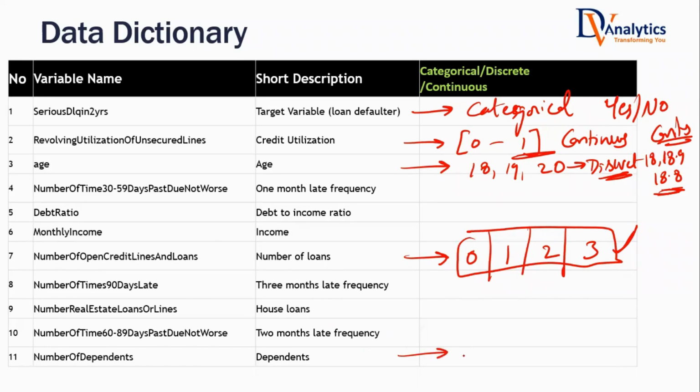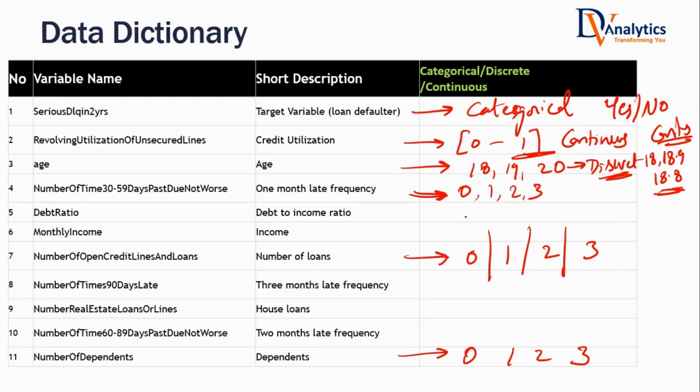Number of dependents, is that discrete or continuous? Discrete, sir. 0, 1, 2, 3. One month late frequency: how many times you are 1 month late? What type of variable is it? Tell me some examples. Zero minimum. 0, 1, 2, 3. Is it discrete or continuous? Discrete. Can you be 0.5 times late? No. 0.2 times late?